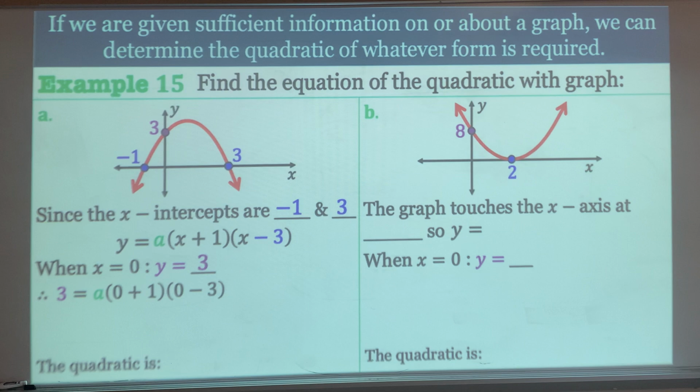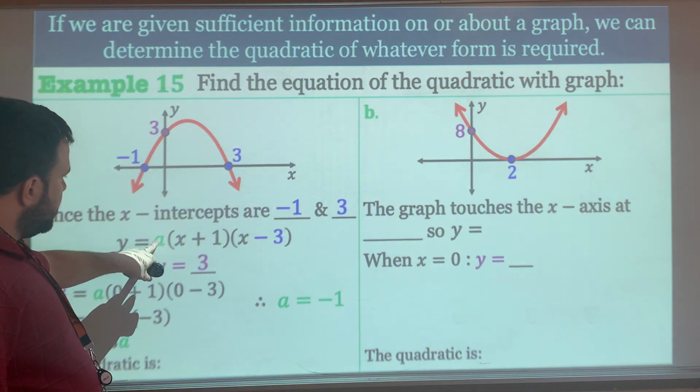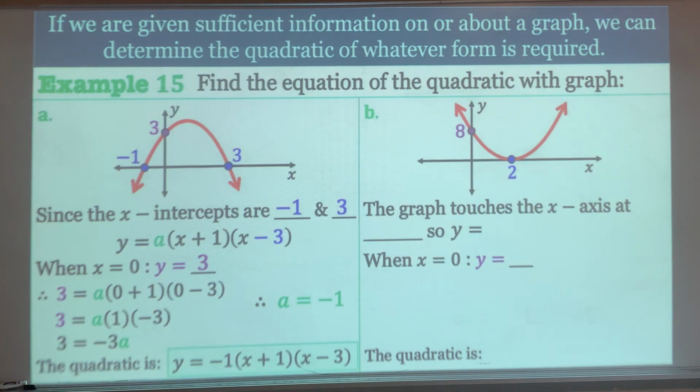So I get 3 equals a times 0 plus 1, times 0 minus 3. Now, 0 plus 1 is indeed 1, and 0 minus 3 is -3. So 3 equals a times 1 times -3. -3 times 1 times a is -3a. So how do I solve for a here? I can divide both sides by -3, meaning a is going to be what? -1. 3 divided by -3 is -1. So that means my quadratic is going to be y equals -1 times x plus 1, times x minus 3. And that's it.